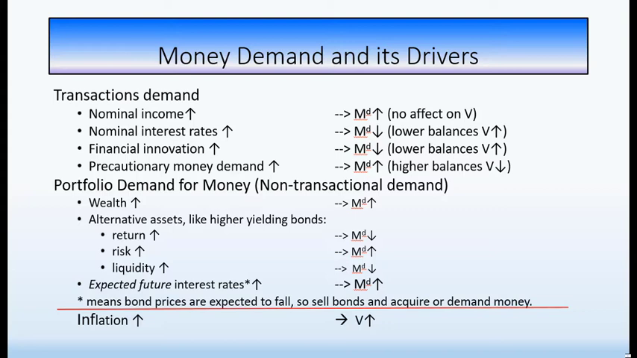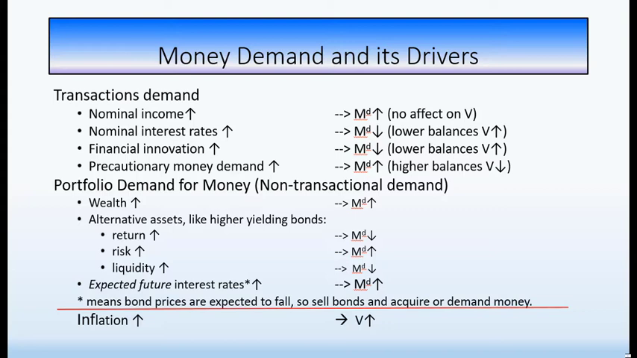Before we go further, look at the slide here. There's actually three sections. One is transactions demand, where we're going to use money to facilitate transactions. And then there are drivers that are non-transactional demand, and we'll cover those. And then I bordered everything with a red line that shows inflation just by itself and its effect on velocity. So let's start off with transactions demand.